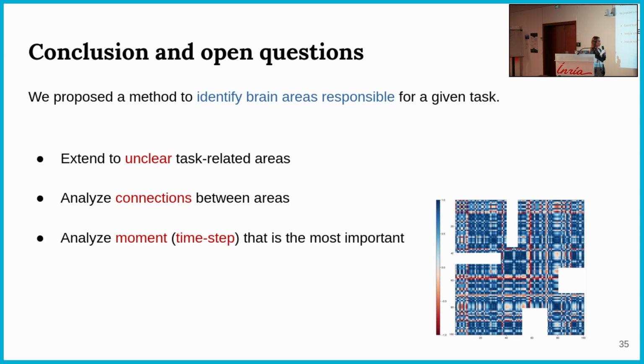And that can be done by masking just the connection between the areas and not the complete column and row. And then we would like to analyze the moment, the time step, which is the most important one. For example, in tasks where time is important, such as decision-making tasks.